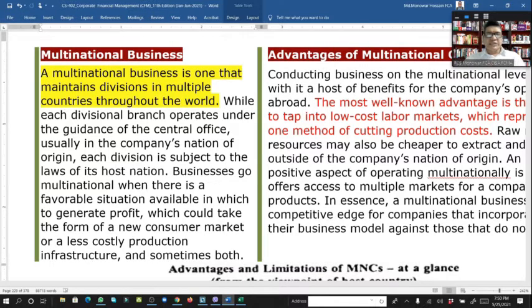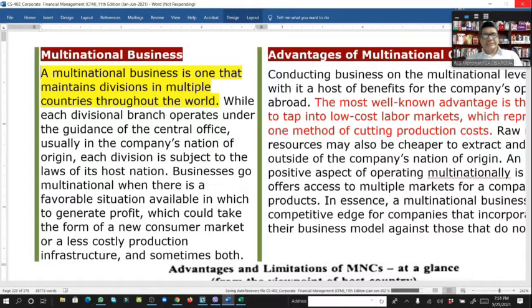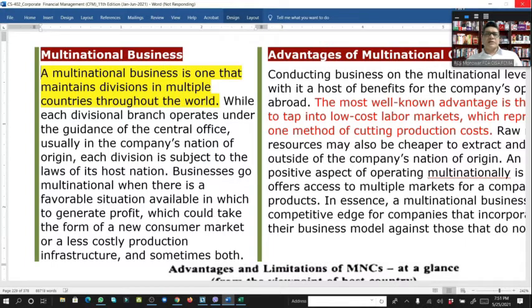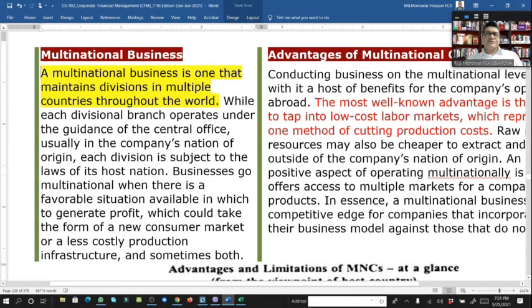Businesses go multinational when there is a favorable situation for generating positive profit, which could take the form of a new customer market, a new consumer market, or a lower-cost production infrastructure, and sometimes both. That's why multinational business is increasing. That means people are very much interested in going multinational for different reasons.